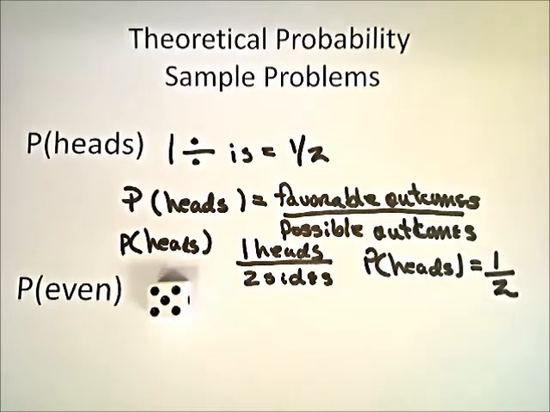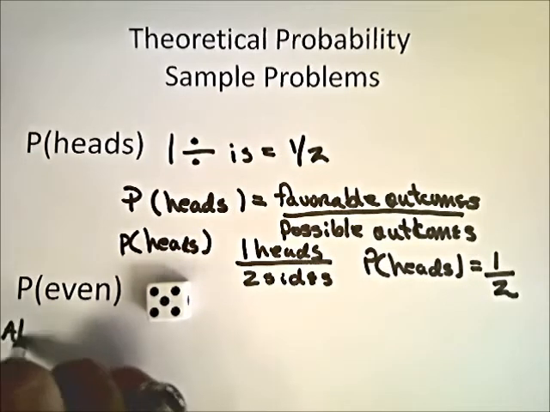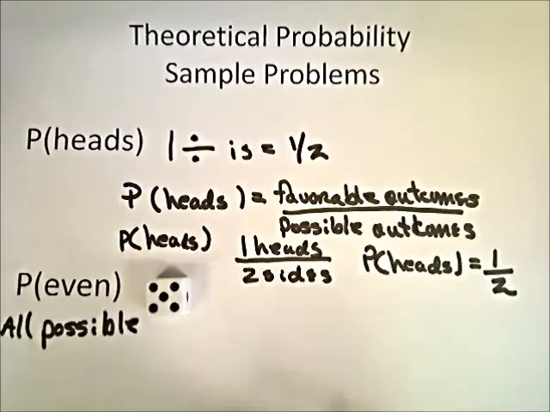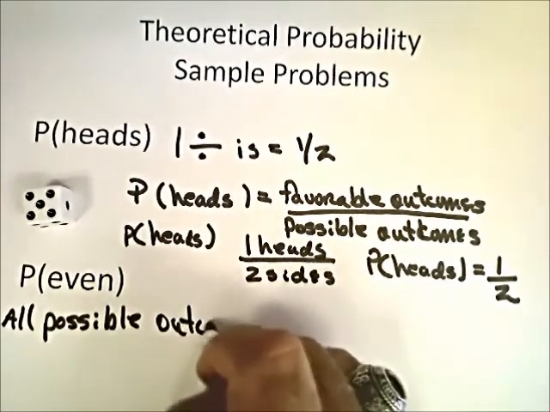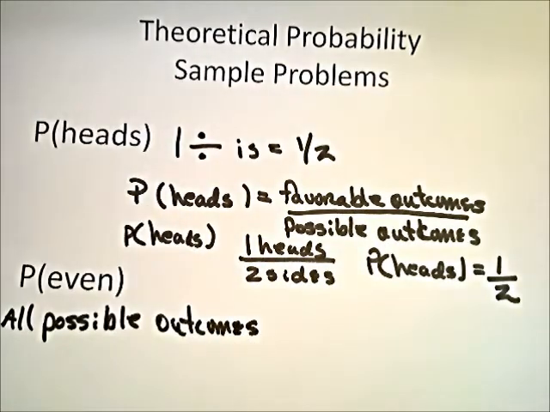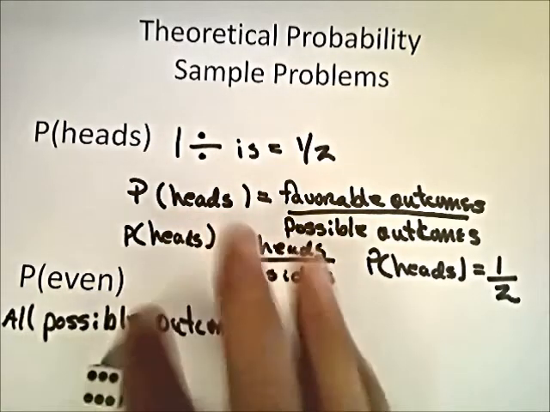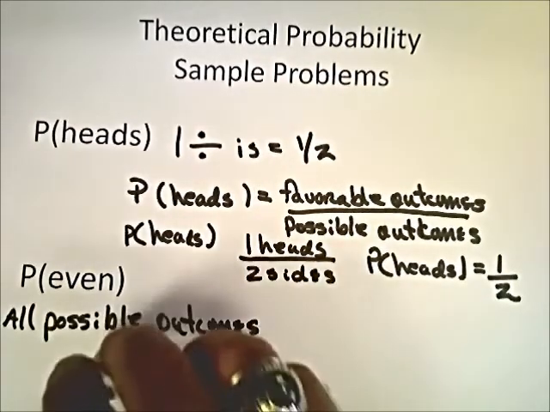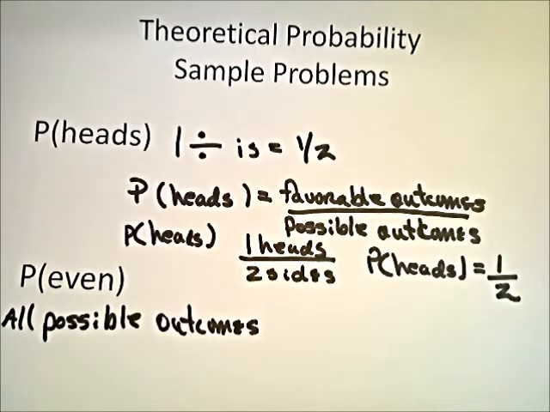Okay? So, looking at a number cube, we can see that it has 6 total sides, and these sides represent all the possible outcomes. 6 sides are all possible outcomes. By looking again, we can certainly see that we have, of course, 3 even numbers and 3 odd numbers. So the total number of even numbers would be what? It would be 3. The even numbers would be 6, 4, and 2. Those would be the possible even numbers.